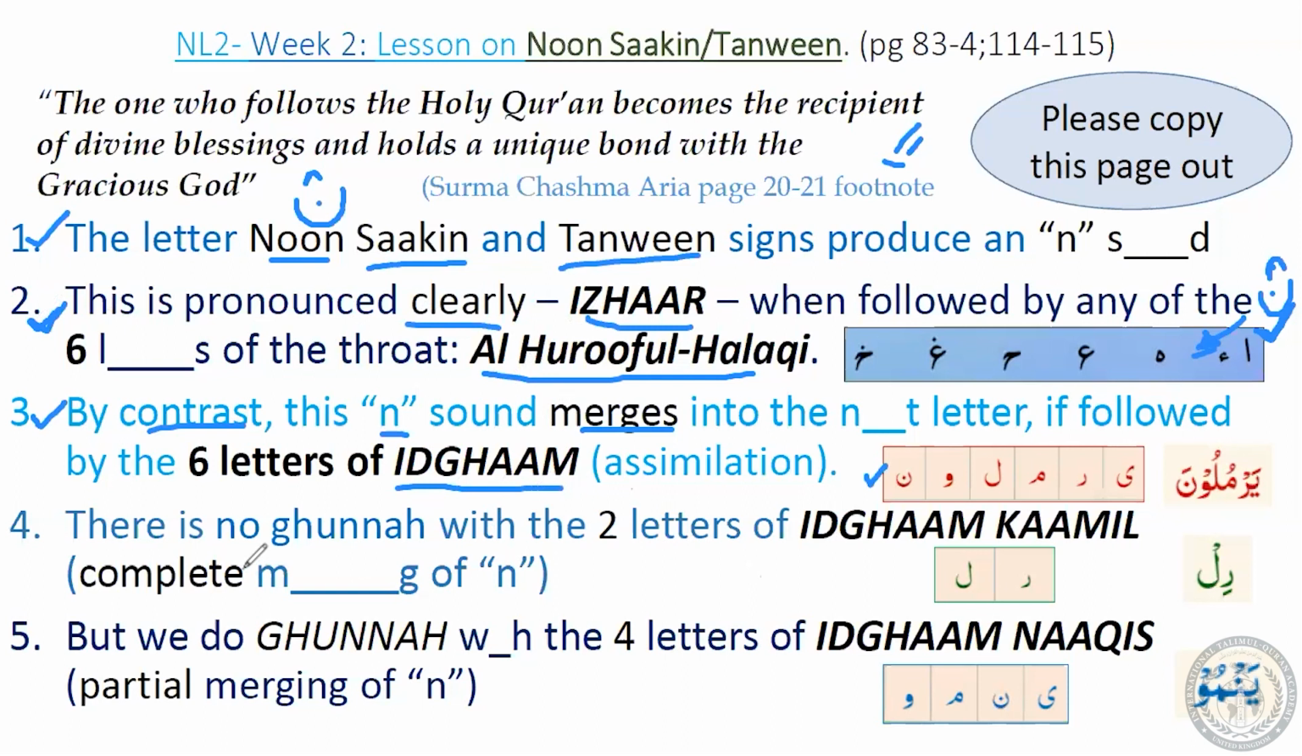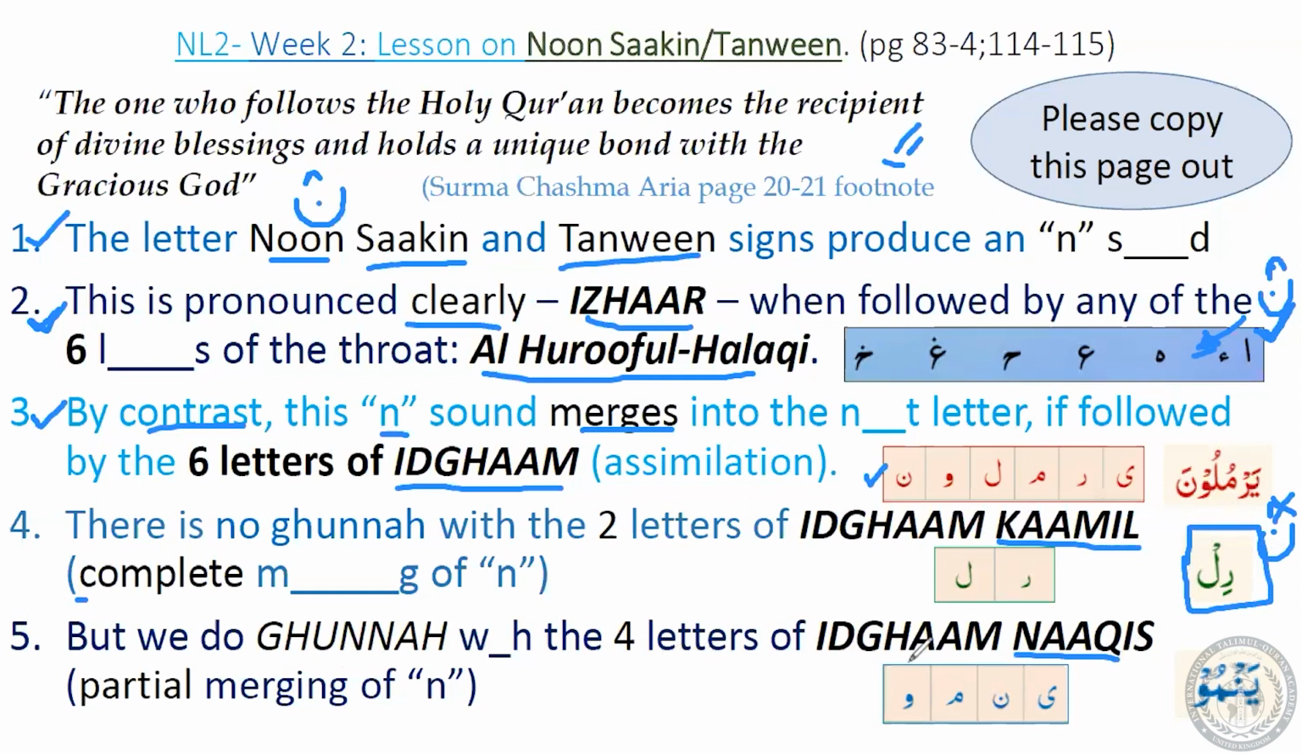Idgham-e-kamil, I'm going to quickly go through because we've got 1 minute. There's no ghunna with the 2 letters of idgham-e-kamil. Kamil means complete, so here it is a complete merging of the N sound. It happens for these 2 letters. If you have noon sakin or tanween followed by ra or lam mushaddad, then the N sound will be completely merged into the next letter. It will disappear completely.